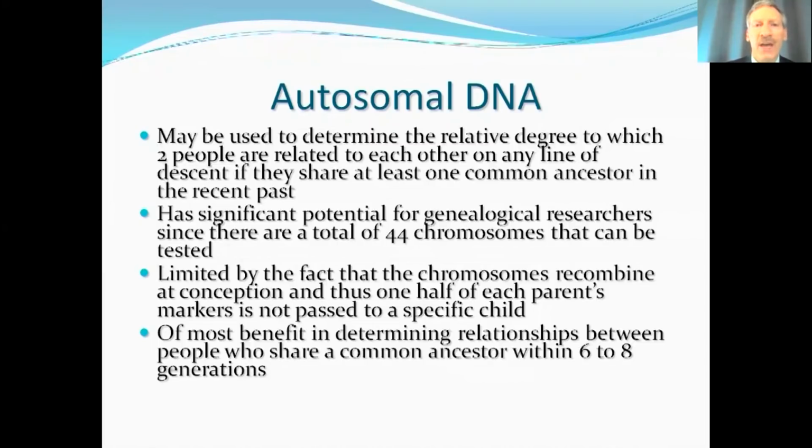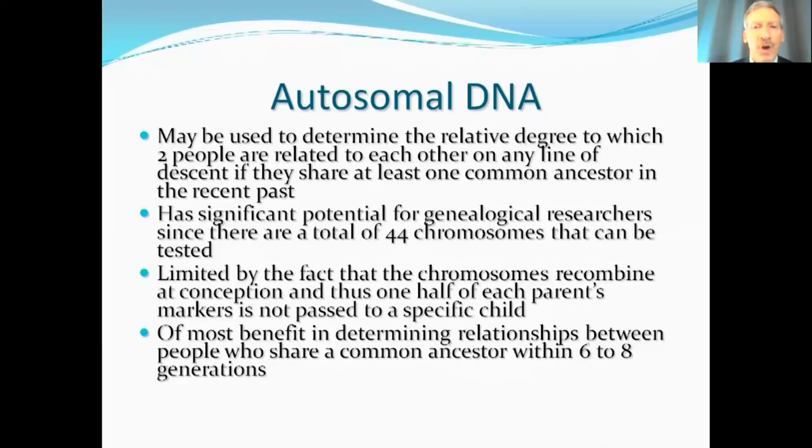So autosomal DNA has a lot of potential for genealogical researchers because there's a total of 44 autosomal chromosomes. There are about 1 billion base pairs in all of these chromosomes. So it's a lot of genetic material and a lot of data. Unfortunately, the analysis of this data is somewhat complicated by the fact that each parent passes down only about half of their autosomal DNA to any one specific child. So there's constant dilution of the DNA as it's passed from one generation to another.